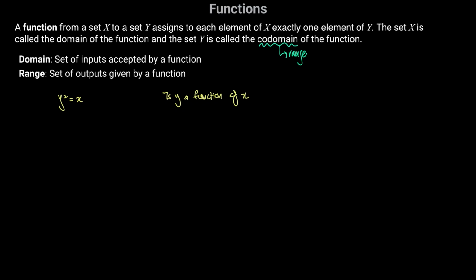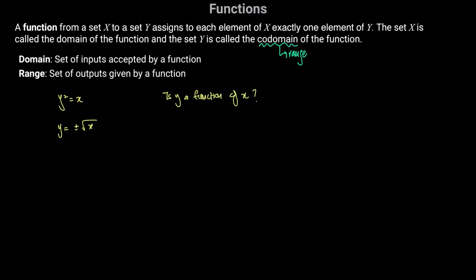So over here, if this was a function, we would say that x would be the input and y would be the output. But let's see if this is a function. Because we're saying y is a function of x, we want to find y in terms of x. If we take the square root on both sides, we get y is equal to plus or minus the square root of x. It could be the positive square root of x or it could be the negative square root of x.